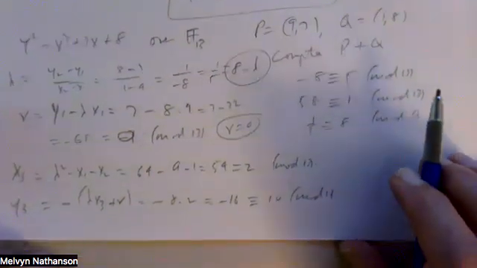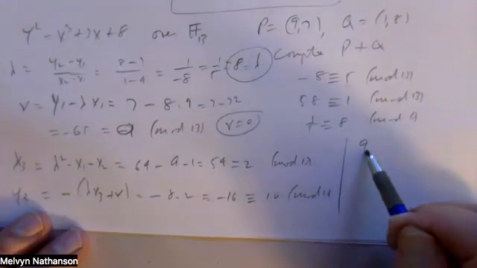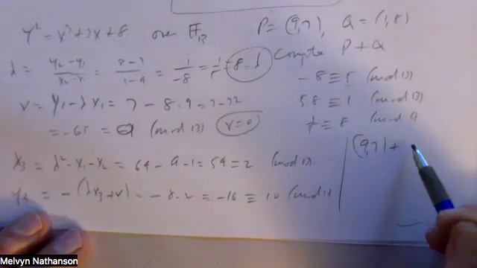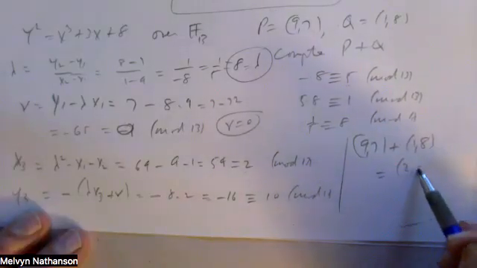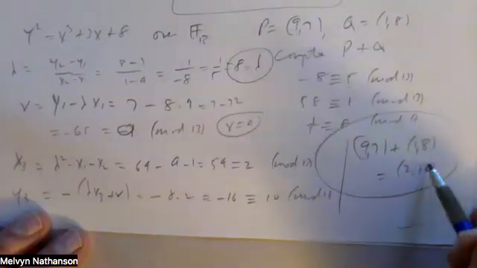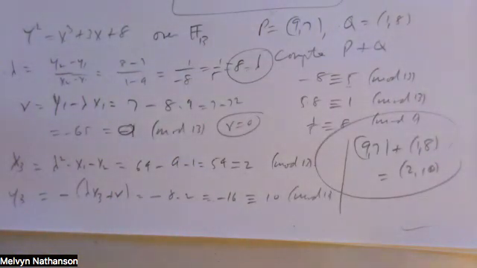So the way you would write this algebraically is (9, 7) plus (1, 8) on the elliptic curve is (2, 10). Sorry, yeah. (9, 7) plus (1, 8) is (2, 10). Well, (1, 8) plus (9, 7) is (2, 10).